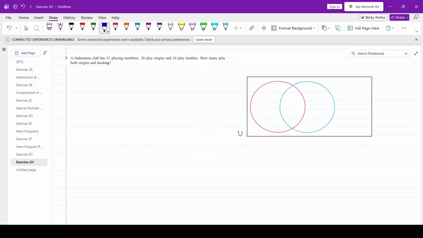A badminton club has 31 playing members. 28 play singles. So this part is for singles. And 16 play doubles. And this set is for doubles. How many play both singles and doubles?